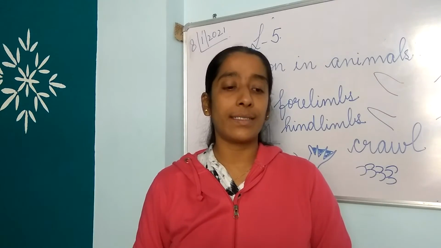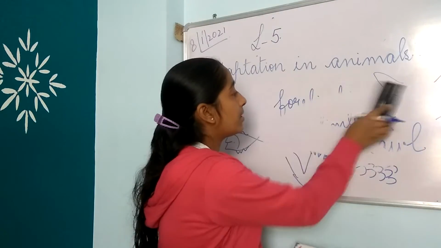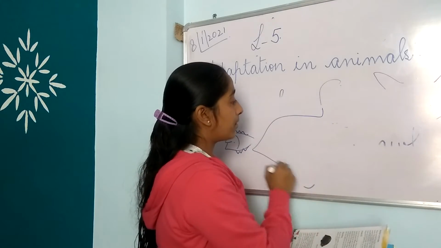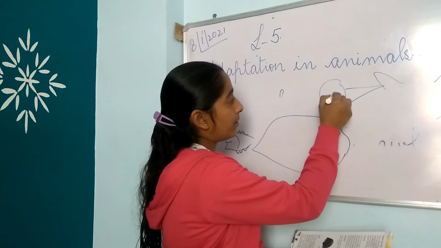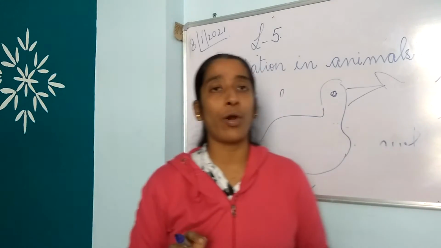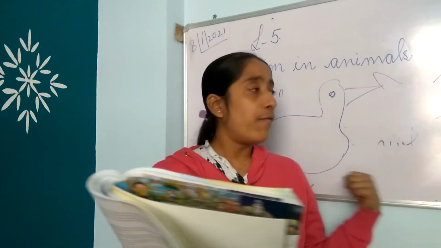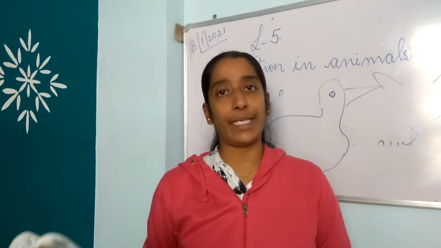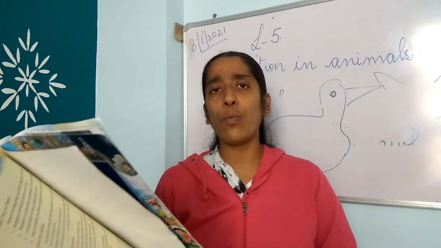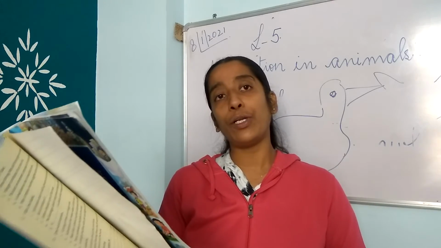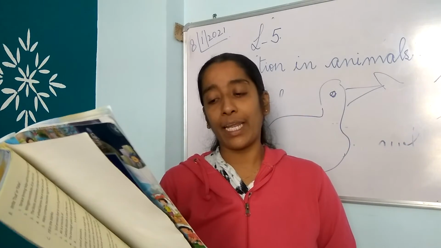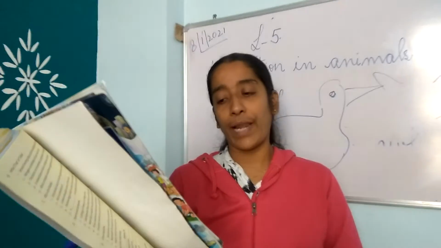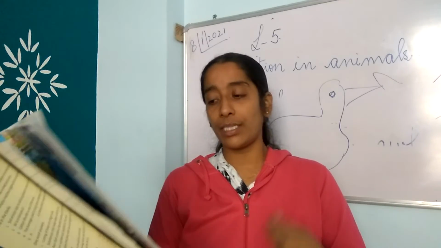Next, coming to the birds. Birds have a streamlined body, isn't it? If you have seen a bird, they have a streamlined body, and they have four limbs, and those four limbs are modified into wings. The birds have hollow bones, and because of this their body is very light and they are able to fly, and the tail helps them to change the direction of flight. Whenever they want to change the direction, the tail helps them.